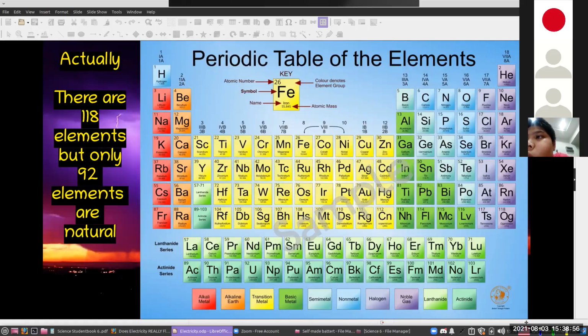So okay, we have the periodic table. Did anyone ever see this? Did you ever see the periodic table before?